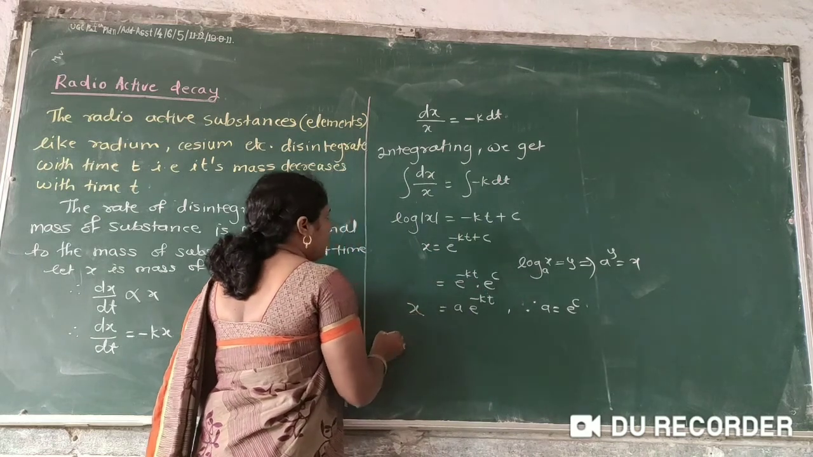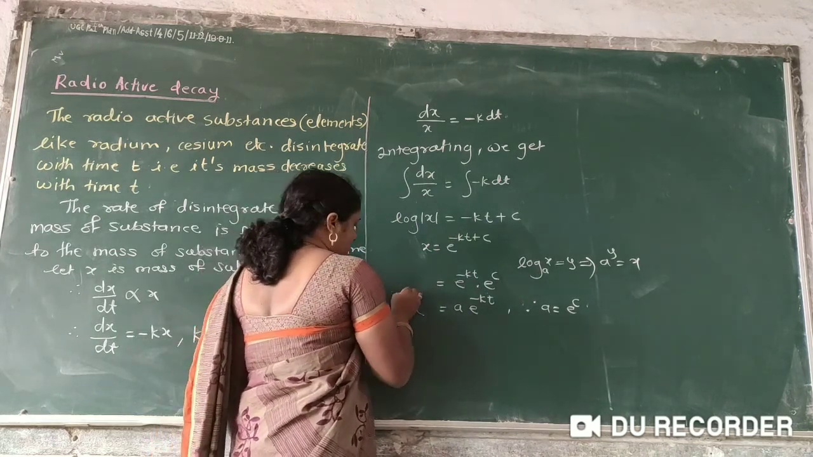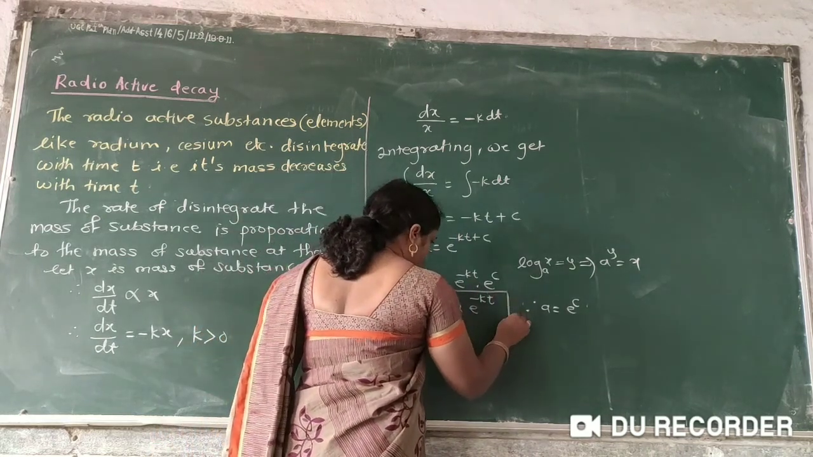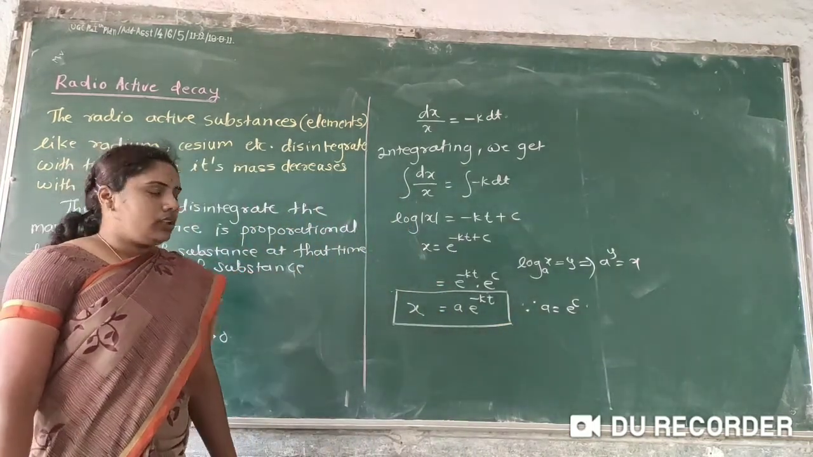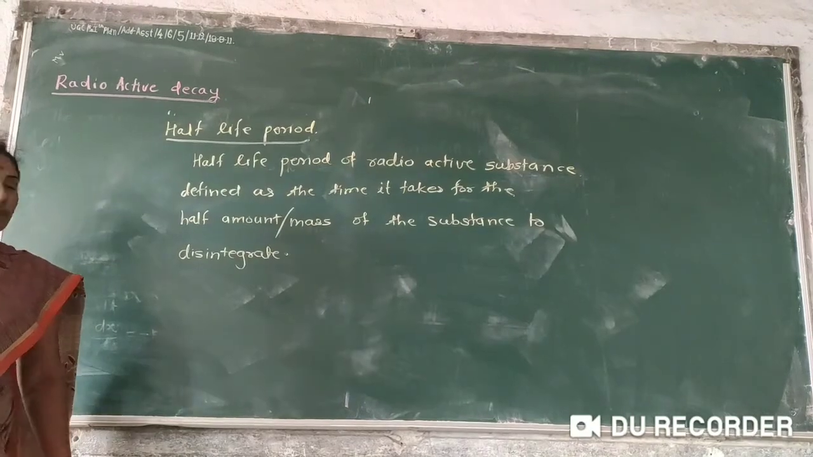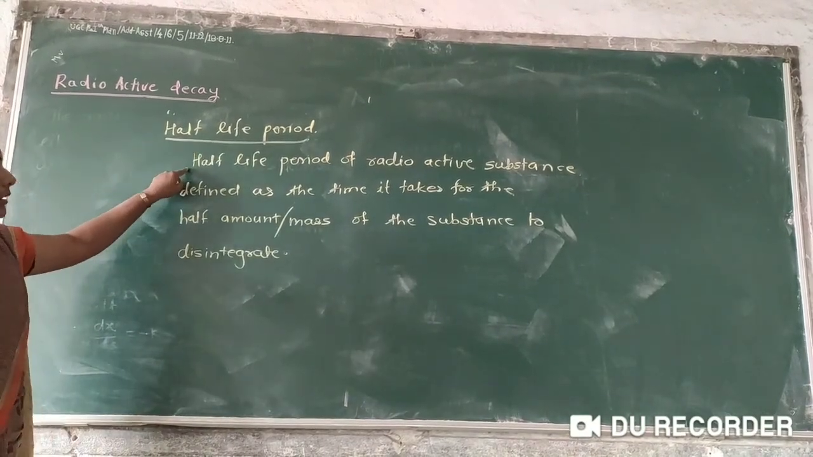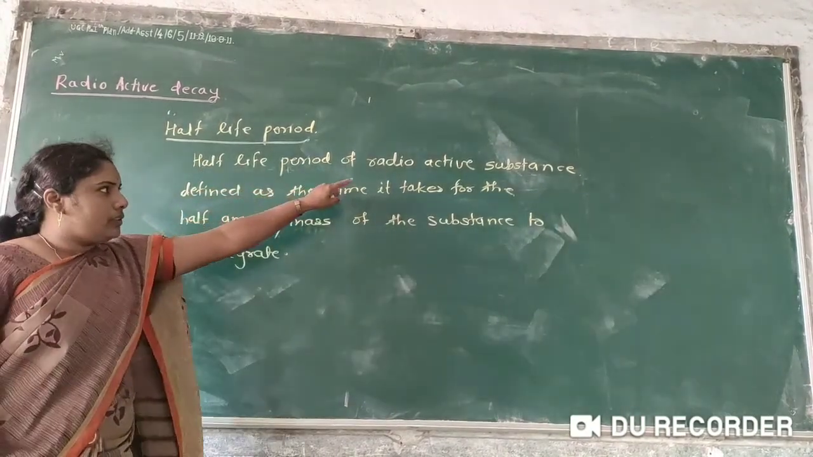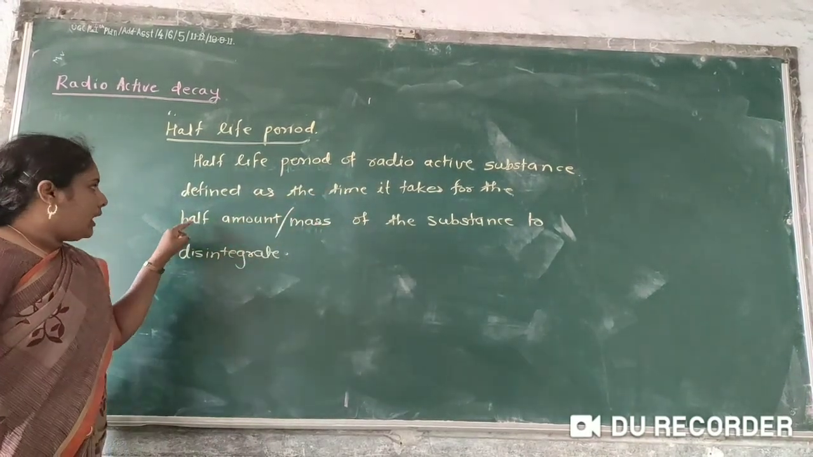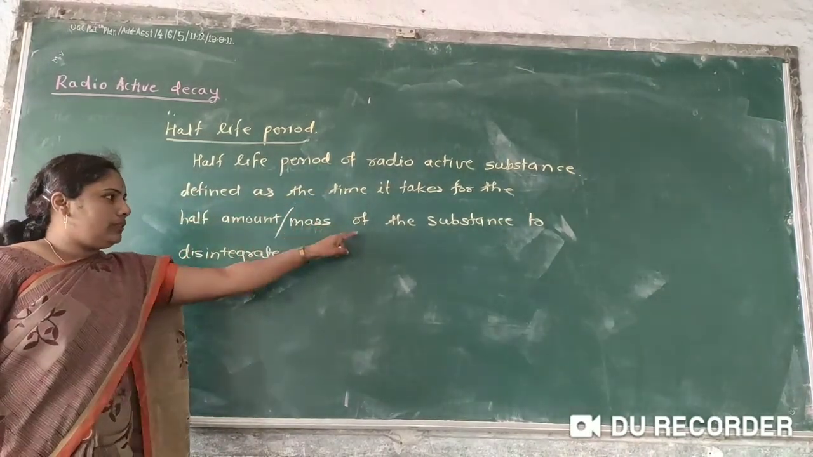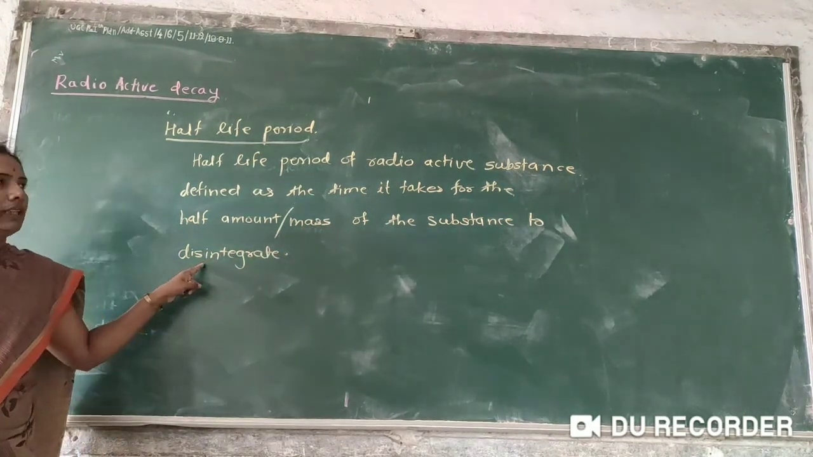This is the second formula to use for calculation of the mass of a radioactive substance. The half-life period of a radioactive substance is defined as the time it takes for half the amount or mass of the substance to disintegrate.